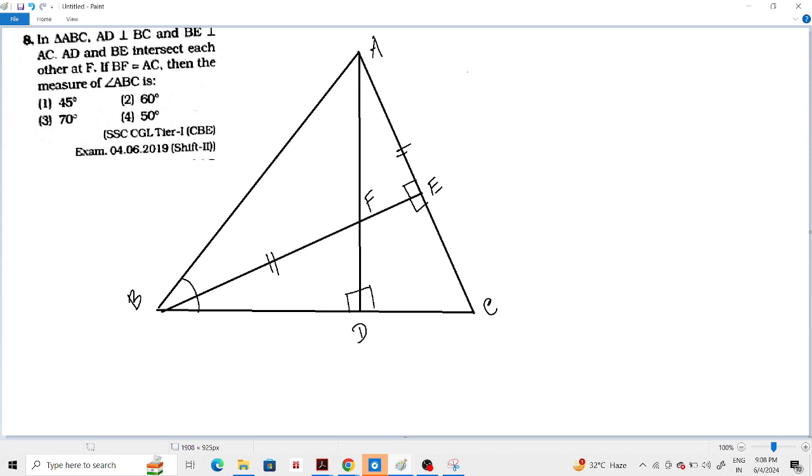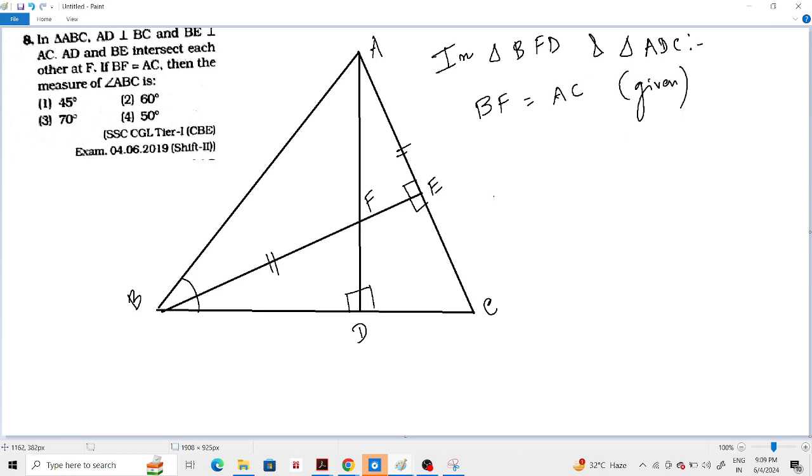So let me do one thing. In triangle BFD and triangle ADC, BFD and ADC, okay. BF is equal to AC, that is given, right? Okay. Now some calculations we have to do over here.